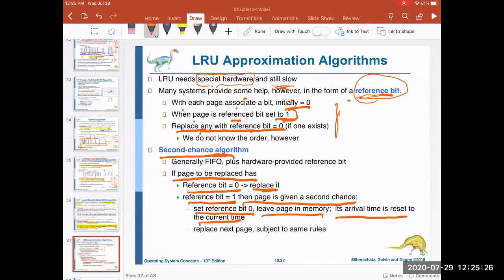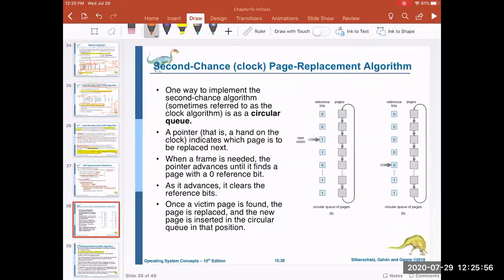Let us suppose we go over the bits, because this is going to be a sequential kind of search. So we look at each bit: 0, 0, 1, 0, 1, 0, 1. Wherever we find 0, that page will be replaced. If we find 1, we make that reference bit 0, move forward, give it a second chance and then move on to the next. This will be clear here.